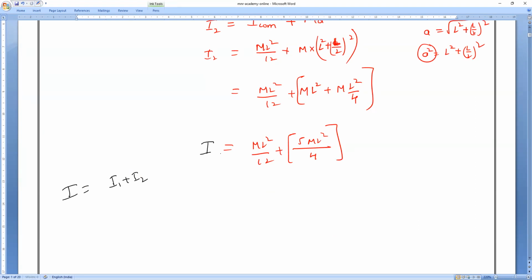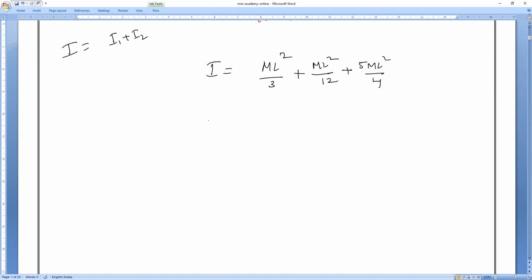Everybody? I1 plus I2. So I is equal to I1 value, how much? I1 value is ml square by 3 plus I2 value, ml square by 12 plus 5 ml square by 4. So what is LCM, everybody? 12 is the LCM. So if I take the 12, here what will happen? 4 ml square plus, here already 12 is there, ml square plus, here 5 is there, 5 3s are 15, 15 ml square. Can you able to catch it?